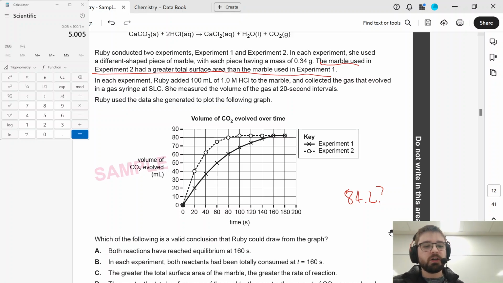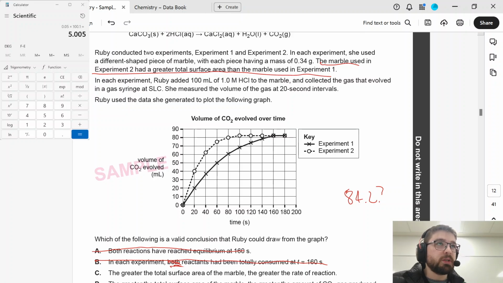You know what would make this a whole lot easier? If I read the question. Both reactants. So it's definitely not both the reactants. The hydrochloric acid is in excess, which we just calculated. So that's definitely not right. Now the calcium carbonate had probably been totally reacted, which means it's not at an equilibrium.